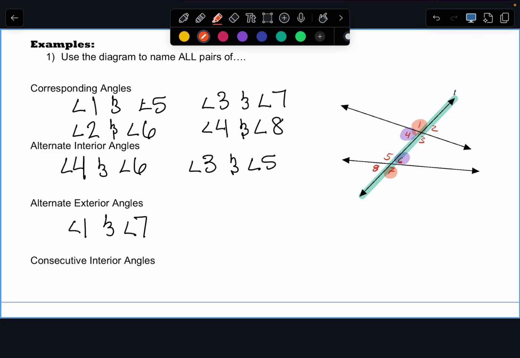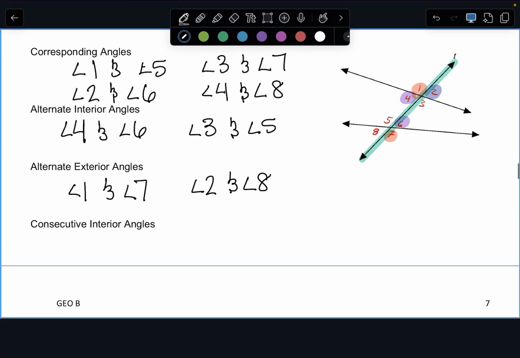My other exterior angle is angle 2. What does angle 2 go with for an alternate exterior angle pair? Angle 8. Exterior, outside the two lines. Alternate, opposite sides of my transversal.